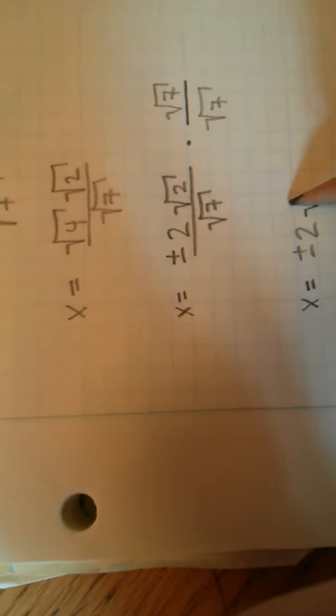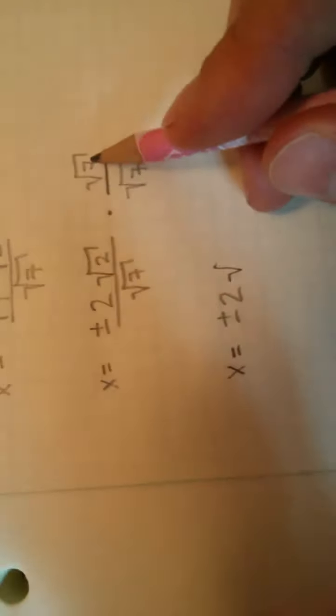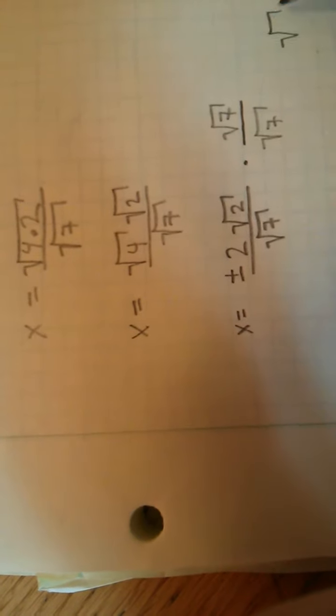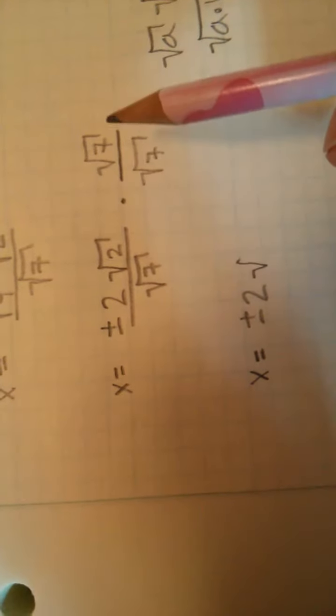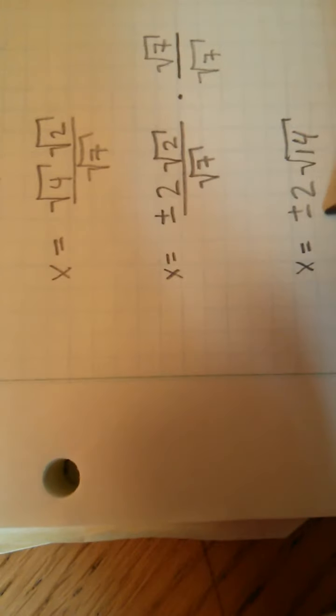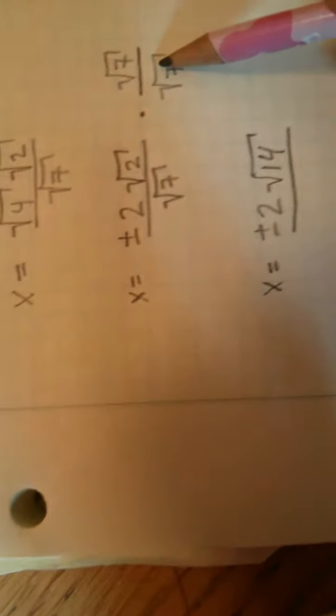Okay, and since we have a square root times a square root, we can just multiply them together. Remember that we've got the square root of a times the square root of b. That's the same thing as the square root of a times b. Okay, so here we're just going to take 2 times 7. So we've got square root of 14 over square root of 7 times square root of 7.